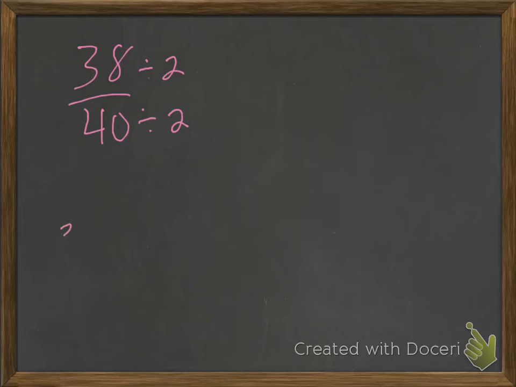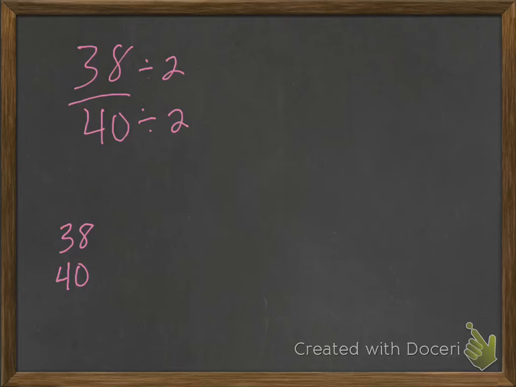So we have 38 and we have 40. We just need to see what goes into both of them evenly. So let's start with, we know 2 can. Can 3 go into 38 evenly? No. What about 4? Can 4 go into 38 evenly? 38 cannot go into 4 or 5 or 6 evenly, so let's just stick with the 2.